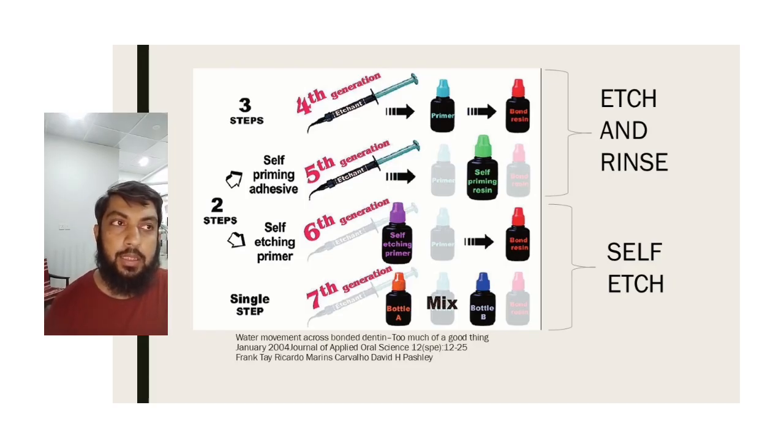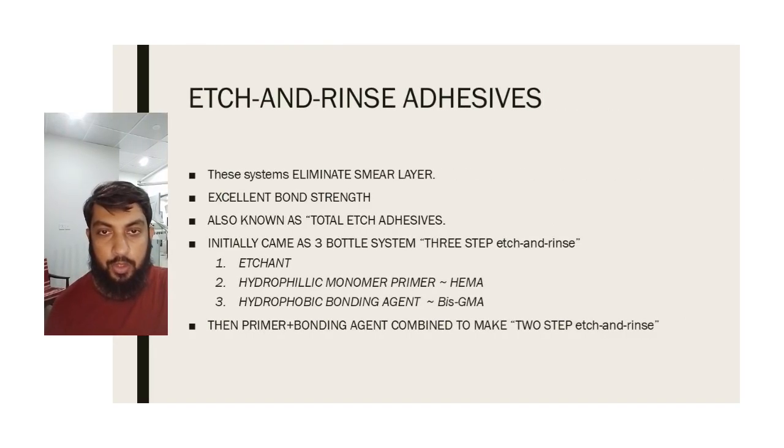These etch and rinse systems were excellent as they had more bond strength. They removed the smear layer entirely. They were also known as total etch adhesives. They were composed of an etching agent, most commonly 30-37% phosphoric acid, hydrophilic monomer primers such as HEMA, and a hydrophobic bonding agent, which was bisphenol GMA.